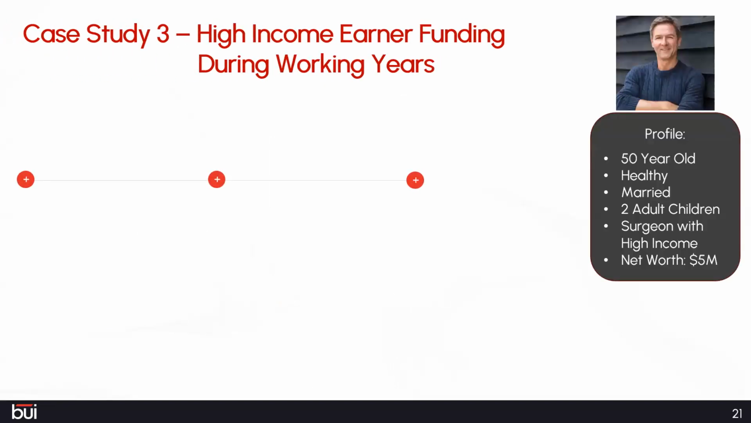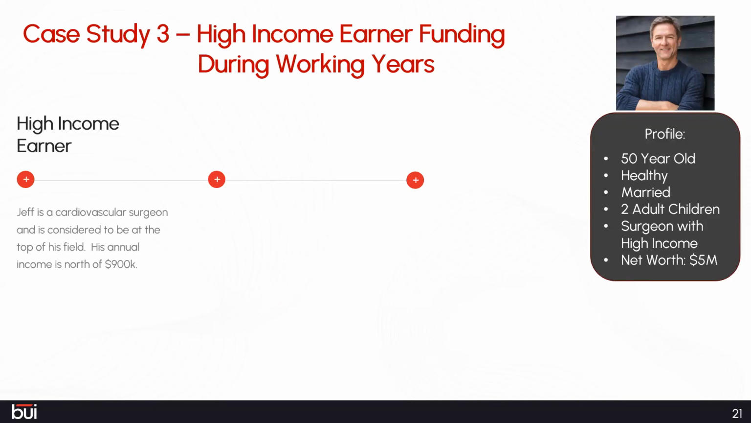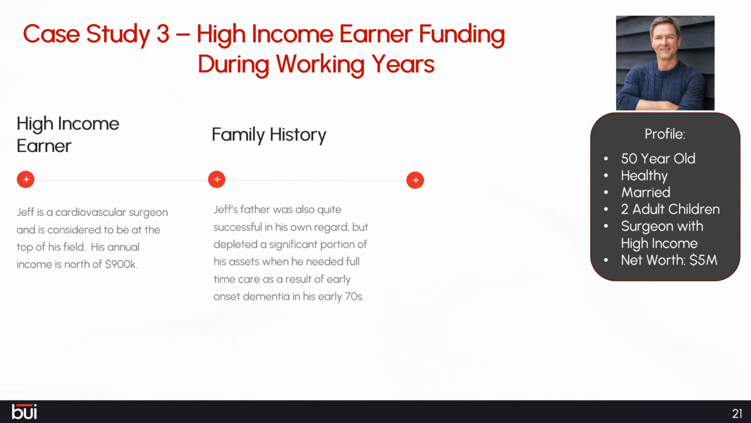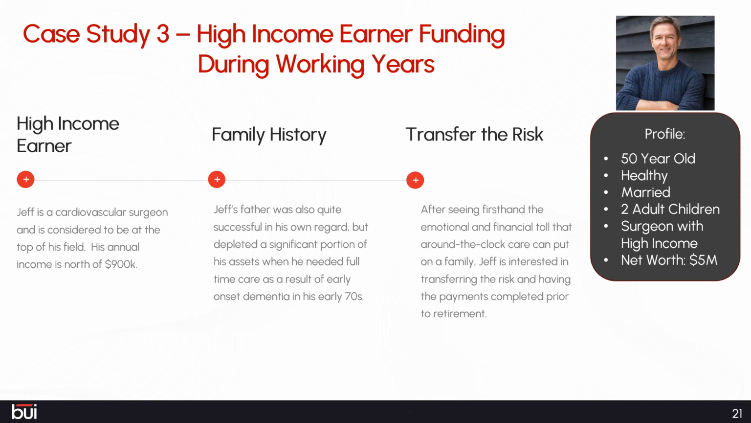So for this example, we have Jeff. Jeff is a very successful surgeon, has a very high income, top of his field. But Jeff has some family history. His dad was also very successful in his own regard, but he had early onset dementia and depleted a significant portion of his portfolio and his assets, and therefore the legacy that he left behind when that occurred. And Jeff saw that firsthand, and it's on his mind.